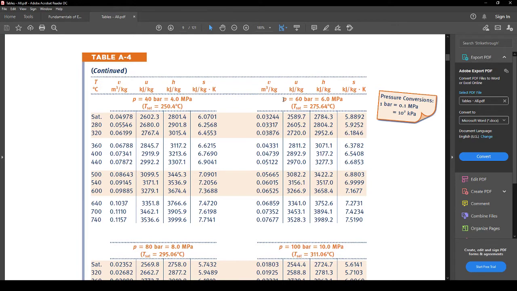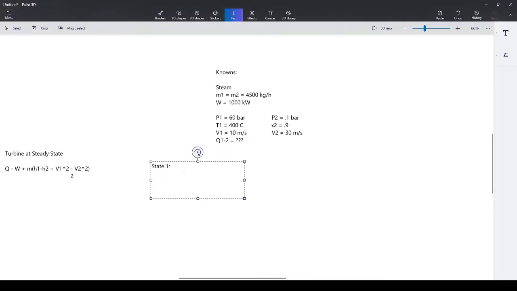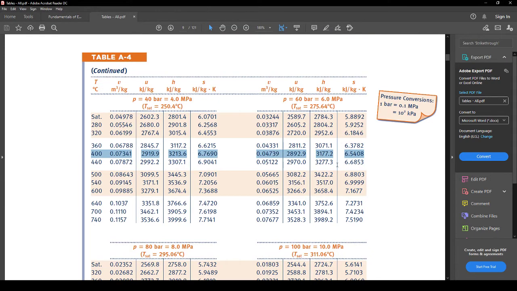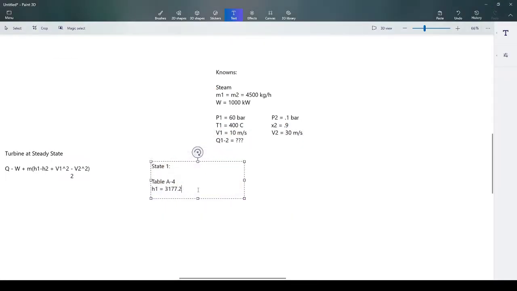So right here we have 60 bar in the superheated tables. Now we must go down to 400, so we must cross over. Here, we now have H, U, V, whatever we want. But we are going to take H here, because H is the one that we need, right? So 3177.2. So I'm going to go ahead and take that. So table A4. We have H1 is equal to 3177.2 kilojoules per kilogram, right?